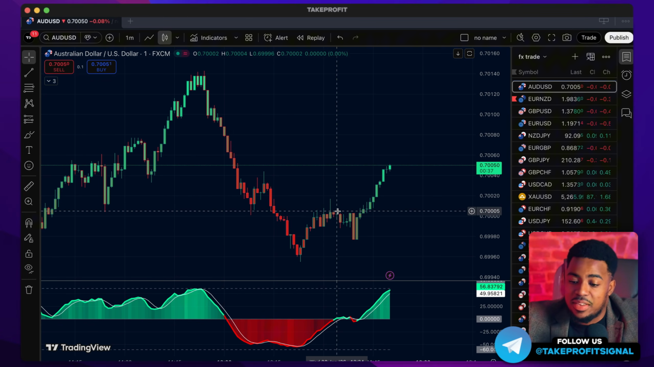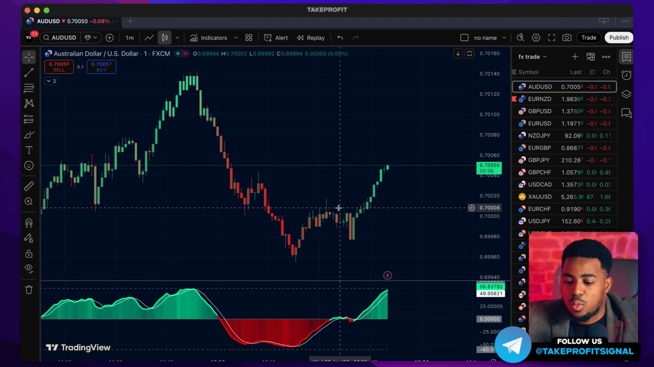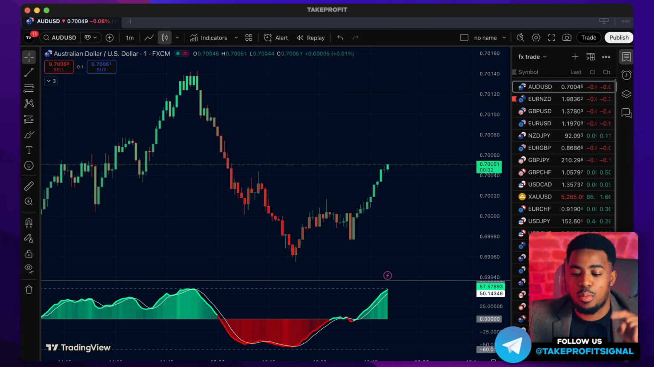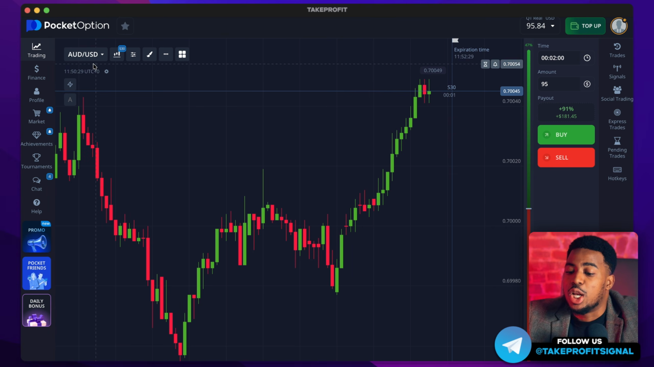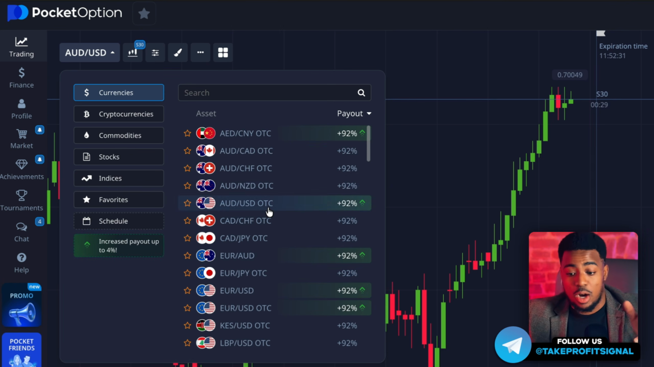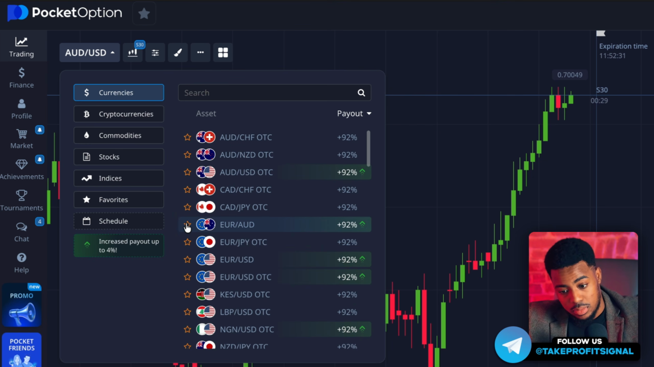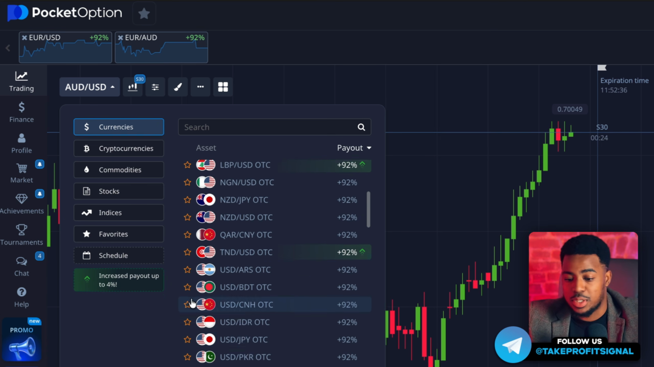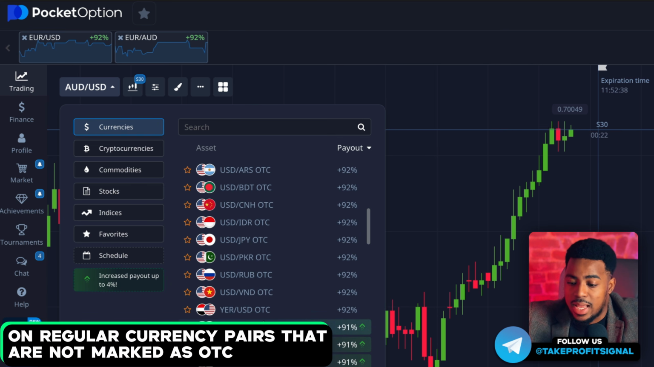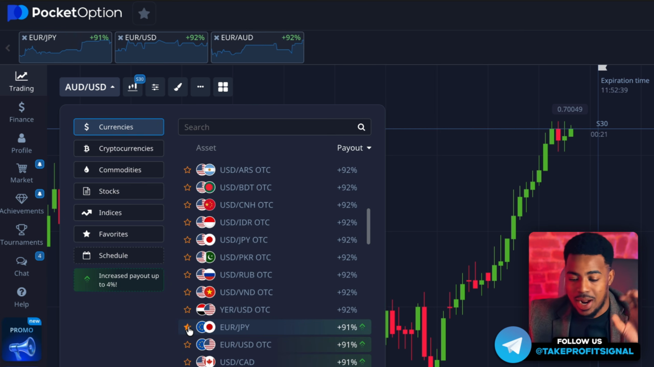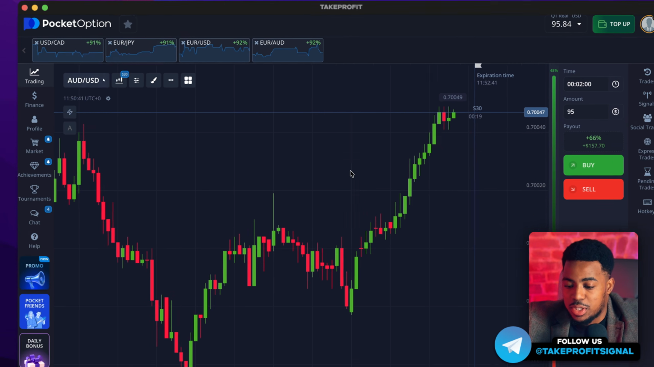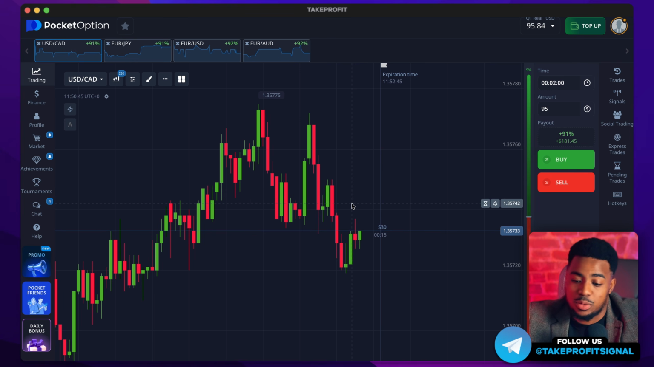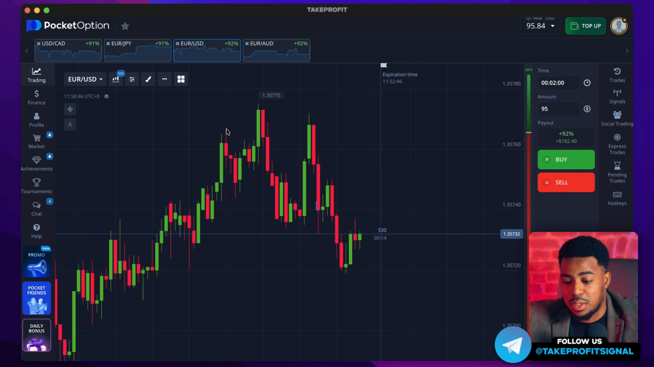TradingView has a huge advantage, but unfortunately, there is one downside. It has a limited number of currency pairs because not all of them are available on Pocket Option. On Pocket Option, we are forced to trade only on regular currency pairs that are not marked as exotic. Therefore, add them to your favorites. And you need to add the same currency pairs on TradingView as well. This is done very simply.